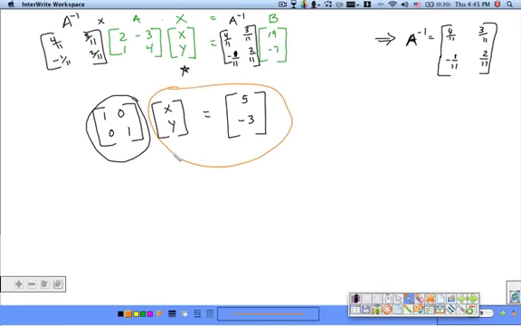equals this. So what does this tell you? Look, these two matrices are equal. That means x has to be 5 and y has to be -3. Final answer? Ooh, x is 5, comma, y is -3, close parenthesis. There's how you solve a system using inverse matrices.